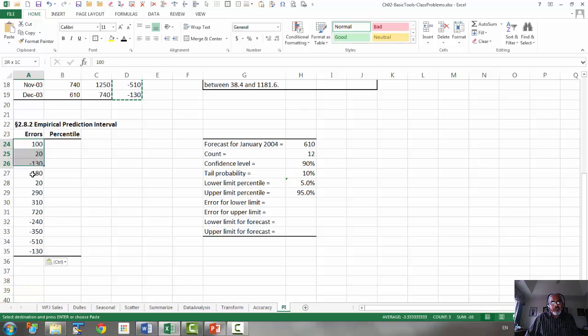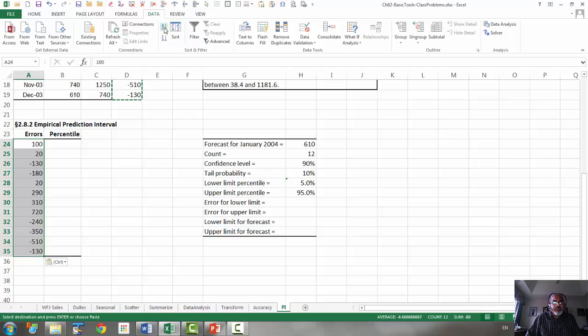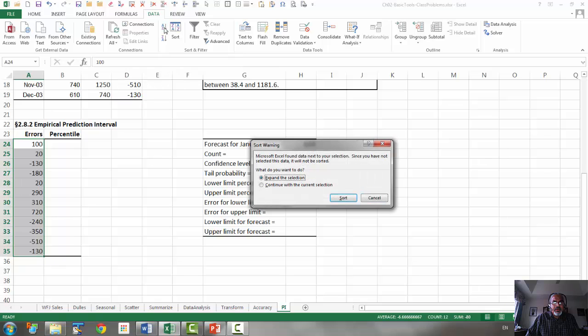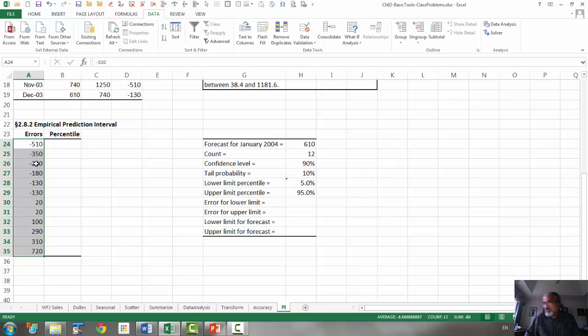Now what we need to do is sort these errors from smallest to largest. For that, highlight the errors and go to Data, and you can click that one. That's a quick way of sorting in ascending order. No, you don't have to expand. Continue. So now we have the errors from smallest to largest.